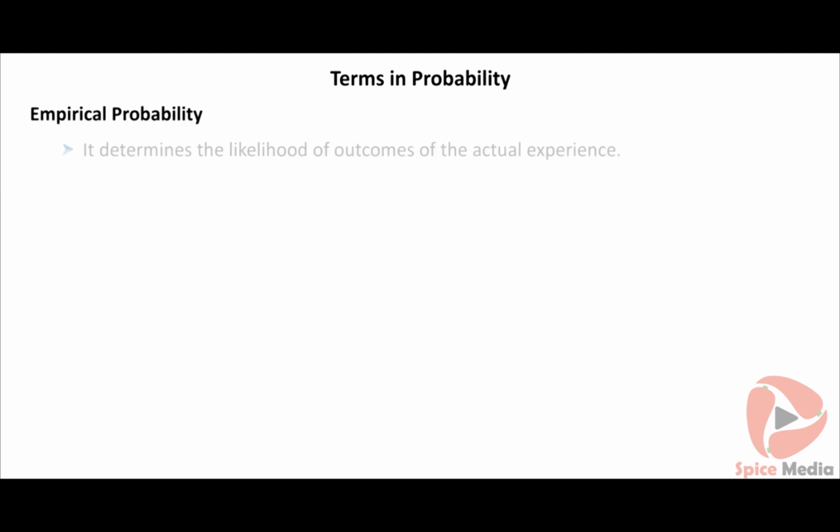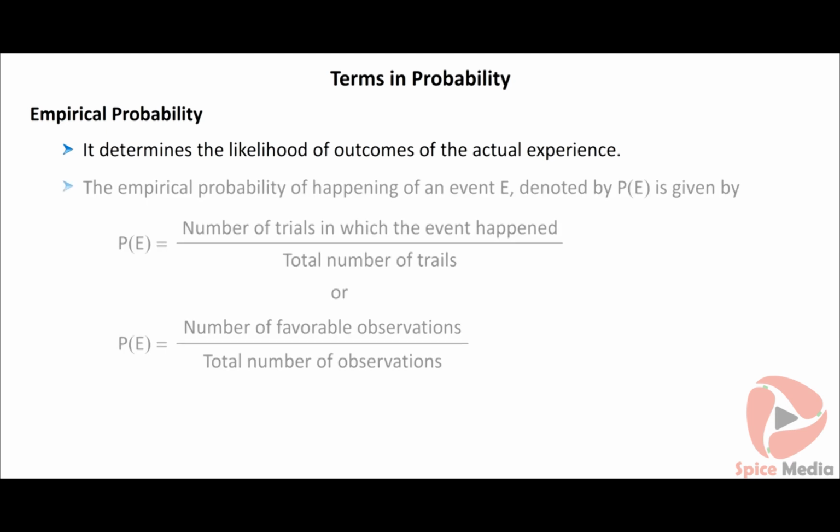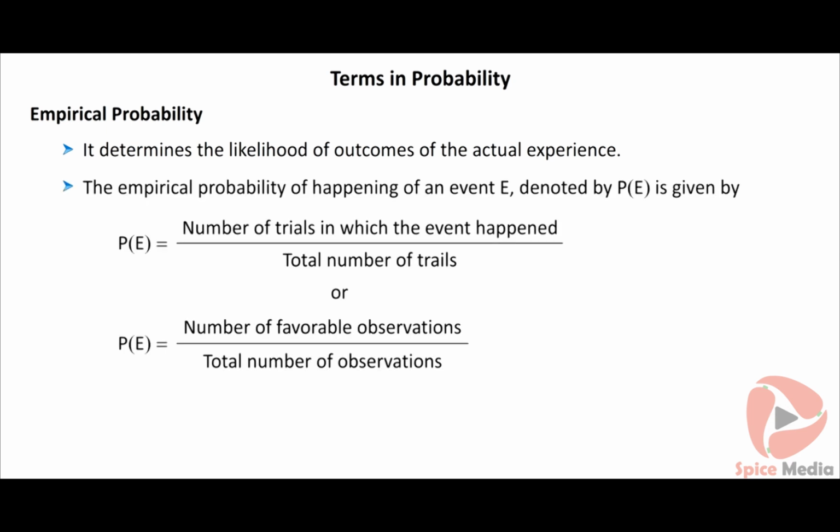Empirical probability determines the likelihood of outcomes of the actual experience. The empirical probability of happening of an event E, denoted by P(E), is given by P(E) equal to the number of trials in which the event happened divided by the total number of trials, or P(E) equal to the number of favorable observations divided by the total number of observations, which is called the sample space. The probability of happening of an event always lies from 0 to 1.